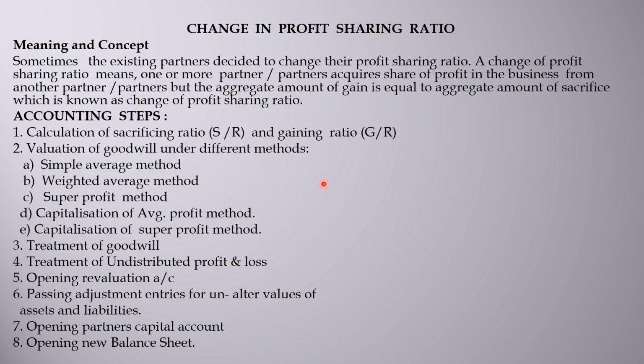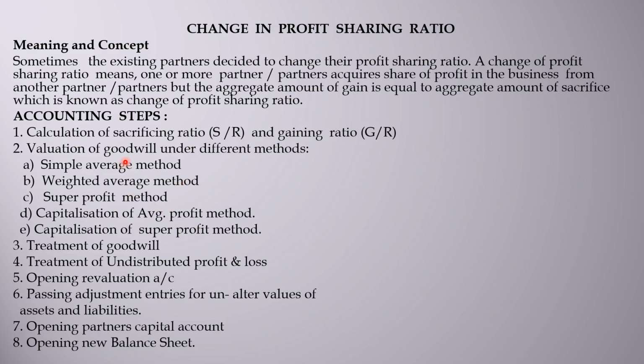Now in these cases, we should know how to calculate sacrificing ratio, how to calculate gaining ratio, and these are all important, like valuation of goodwill. So this is the revision chapter. Students already know that valuation of goodwill under different methods is not only required for this chapter, it is required for the next subsequent chapters, like admission, retirement, death. So there is a link between this chapter and the next chapters: admission, retirement, and death.